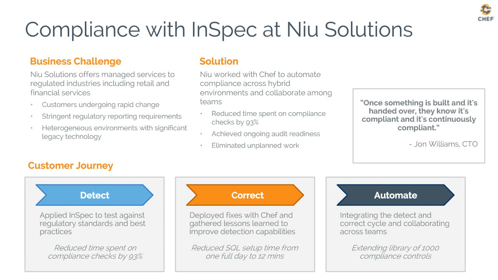So a quick example from one of our customers, New Solutions. They have a challenge where they offer managed services to a variety of regulated industries. And for those industries, the ability to move fast is often at odds with the ability to ensure that regulatory compliance is met. By working with Chef to automate compliance evaluation, they've been able to reduce the time spent checking compliance by a whopping 93%.